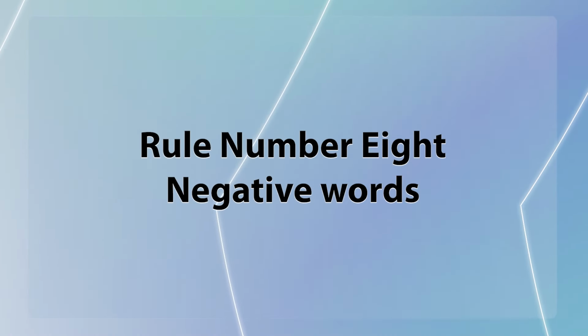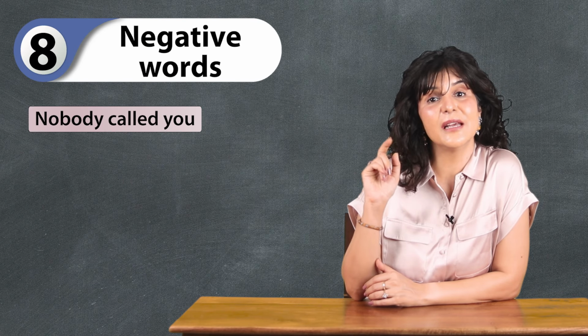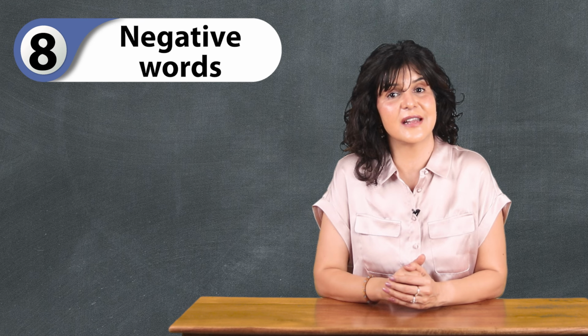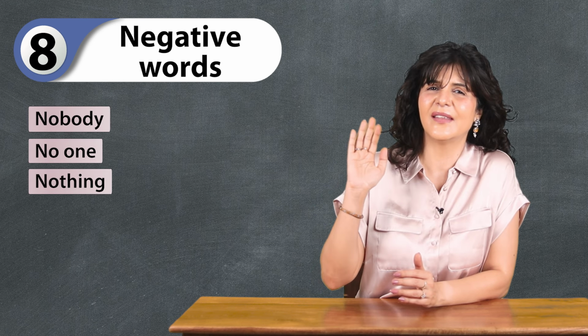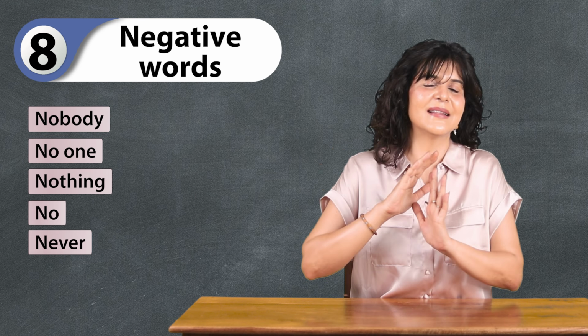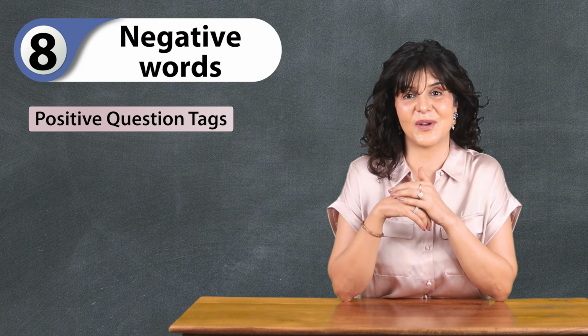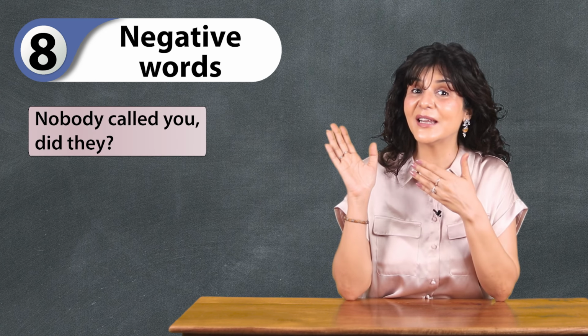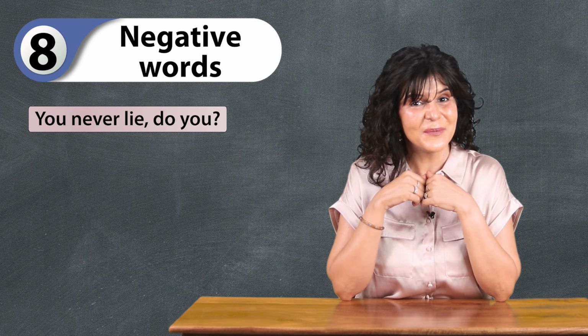Rule number 8, negative words. Now take a look at this sentence. Nobody called you. What should the question tag be? Words like nobody, no one, nothing, no and never make the sentence negative. Therefore, we will have positive question tags. So, nobody called you, did they? You never lie, do you?